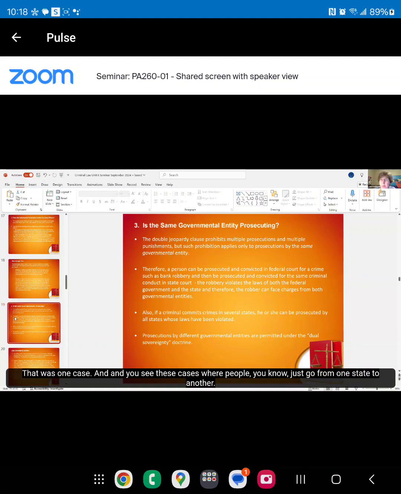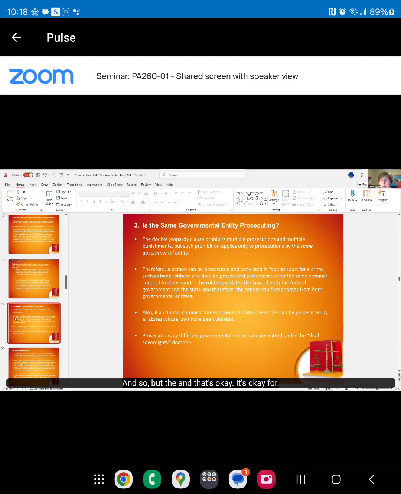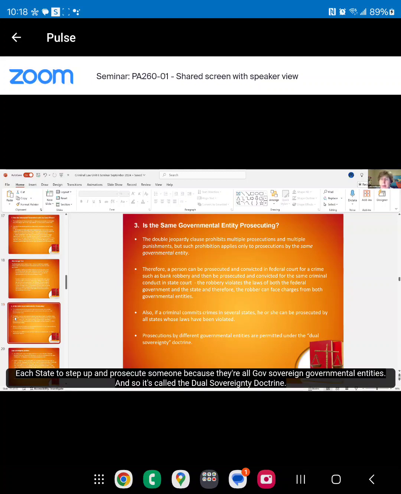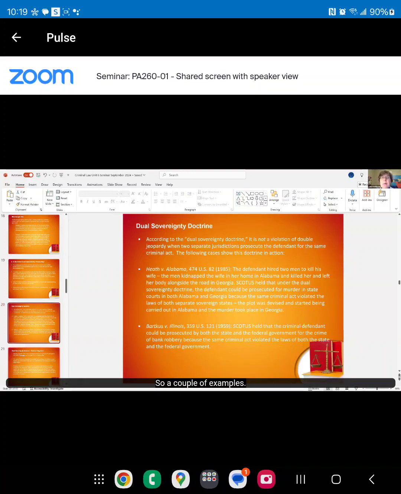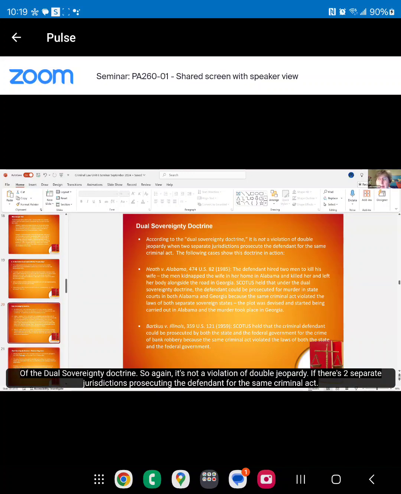And you see these cases where people just go from one state to another, and that's okay. It's okay for each state to step up and prosecute someone, because they're all sovereign governmental entities. And so it's called the dual sovereignty doctrine. It kind of originally started where both the federal government and the state can bring charges, but it also applies to several states, or to several states and the federal government. So a couple of examples of the dual sovereignty doctrine.